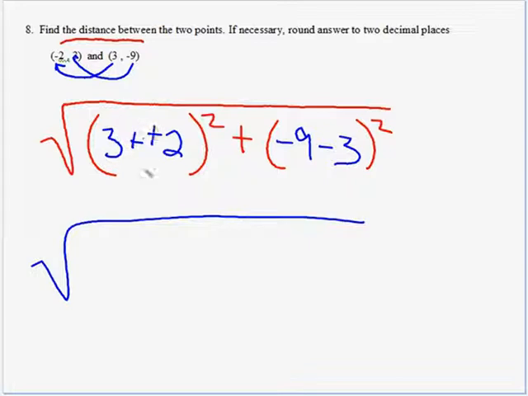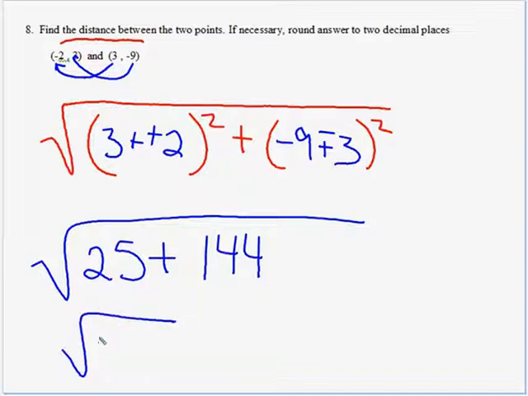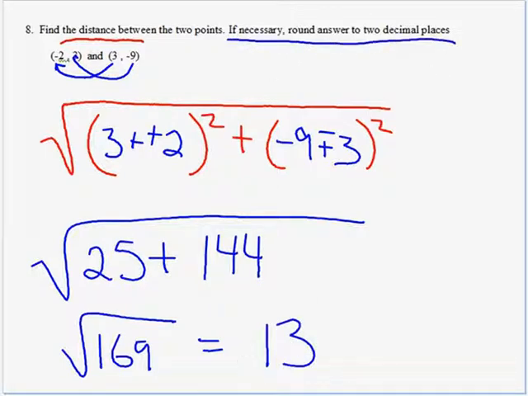So let's see here. Add the opposite. That becomes a 5, and we square it, 25. Here we add the opposite and get a negative 12, and square that and get 144. And if we add those numbers, we get 169, which has a perfect square root of 13. So it says if necessary, round to 2 decimal places. It wasn't necessary. We didn't have to round it off. It is a nice perfect whole number, 13.